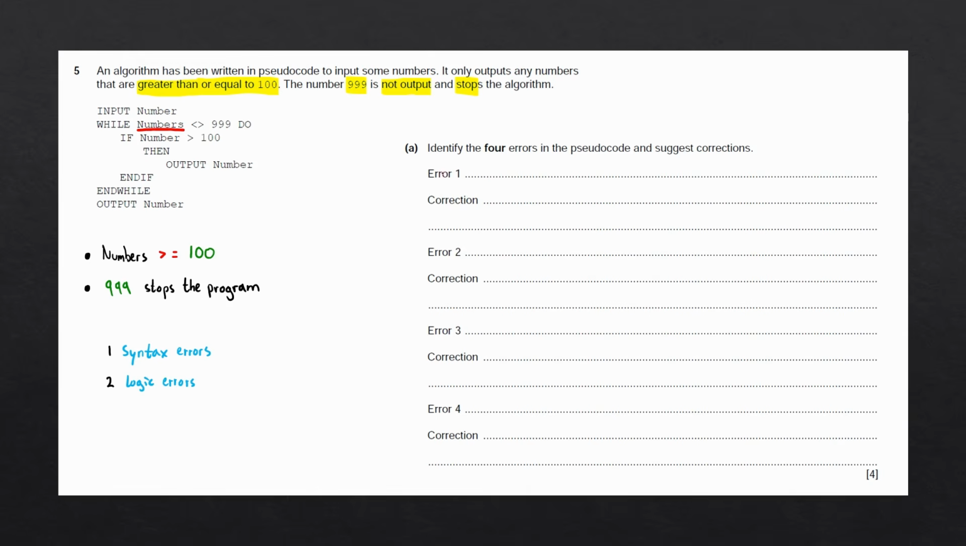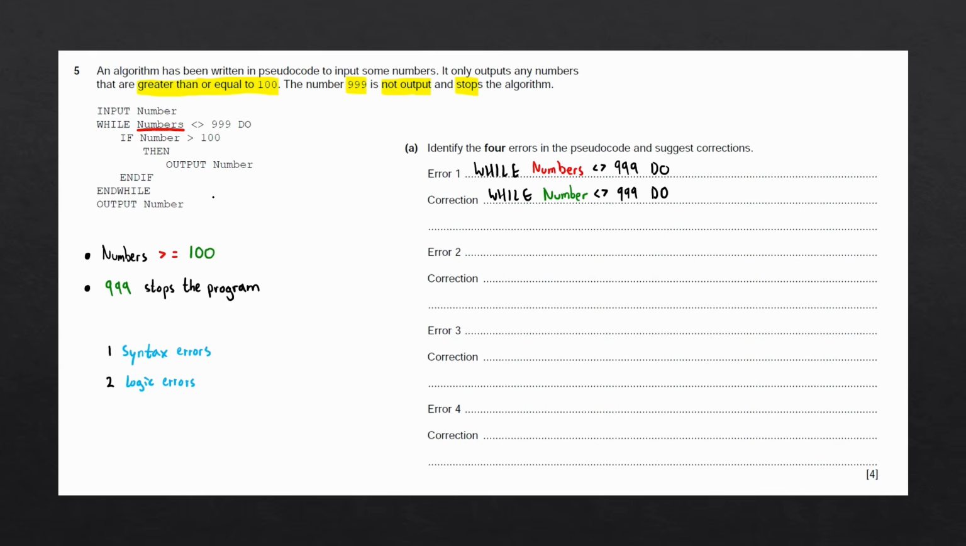On the first line, we'll write the error. We can just write out the entire line. Then for the correction, we'll write the correct version. We'll see if we can find any more syntax errors. If you scan through the code, it doesn't seem like there are any other syntax errors, and this code follows all the syntax rules of pseudocode.